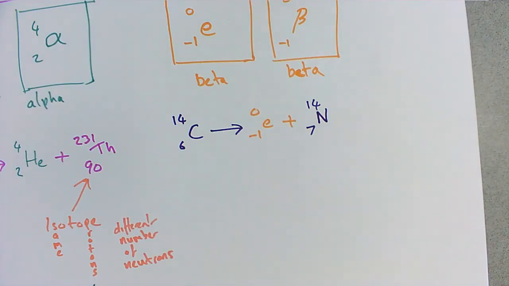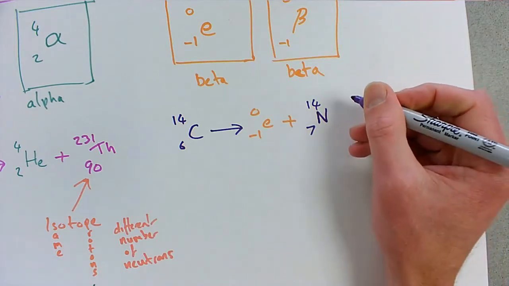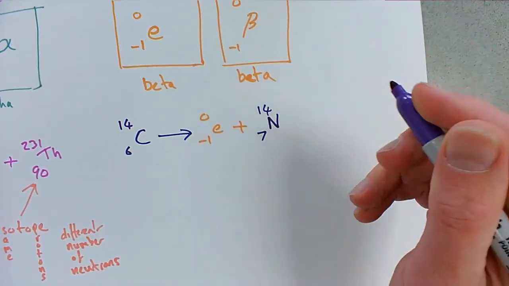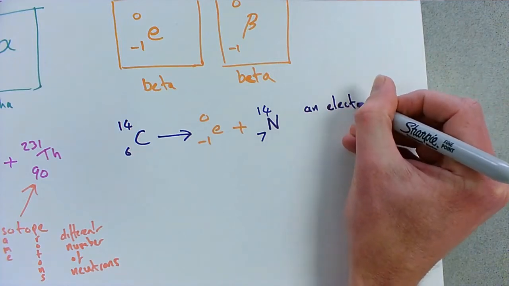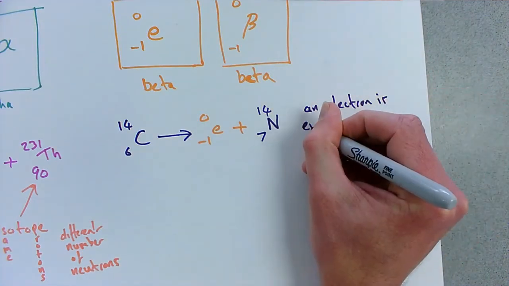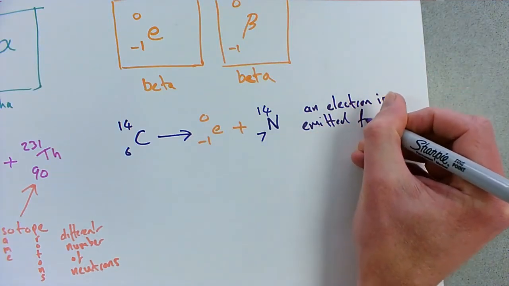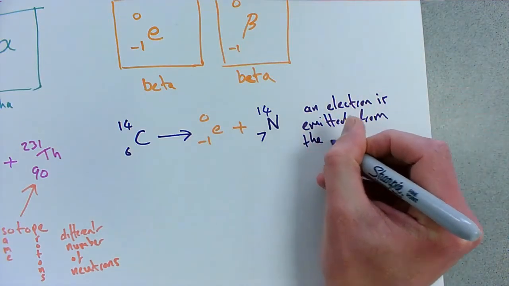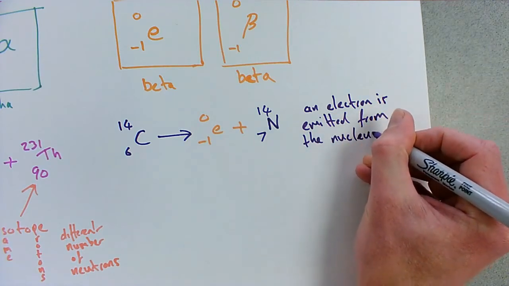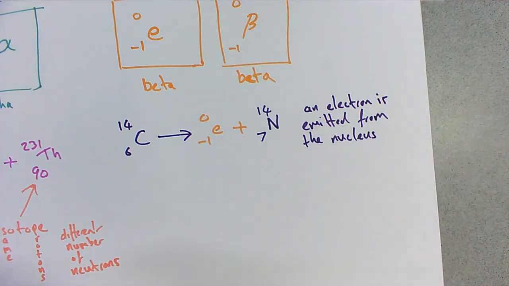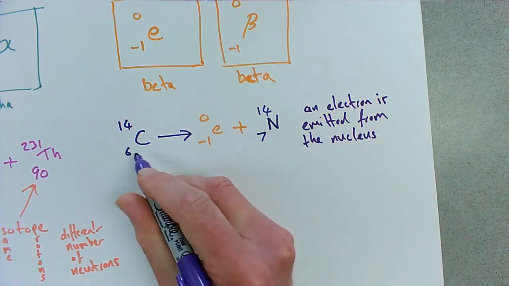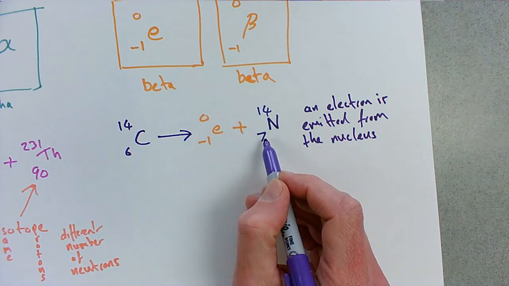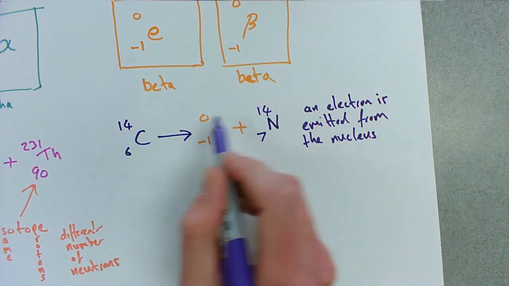So what's really happening here? Well, during a beta decay, an electron is emitted from the nucleus. And you might say, but there aren't electrons in the nucleus. And you'd be right, because actually what's going on here is, let's have a look, we've got 1 extra proton now, yet this number at the top is still 14, this is still 14.